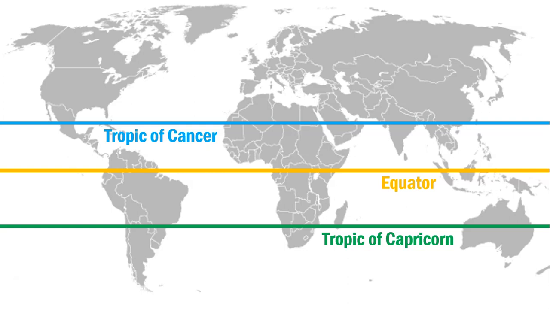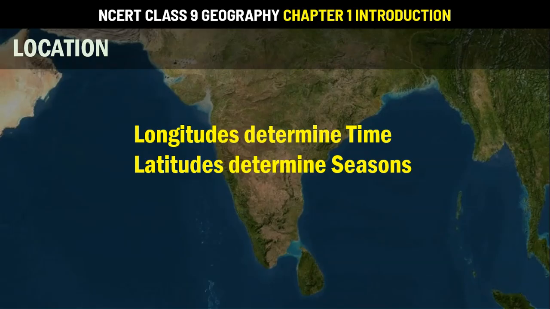These major lines of latitudes are used to determine the temperatures. Longitudes determine time, and latitudes determine seasons. Also, as one moves from north to south, the latitudinal extent also influences the duration of day and night.